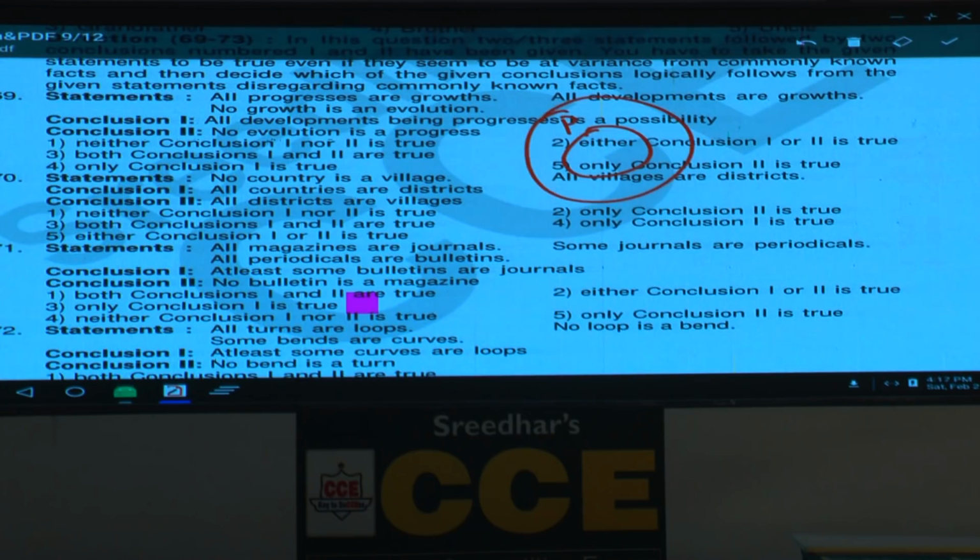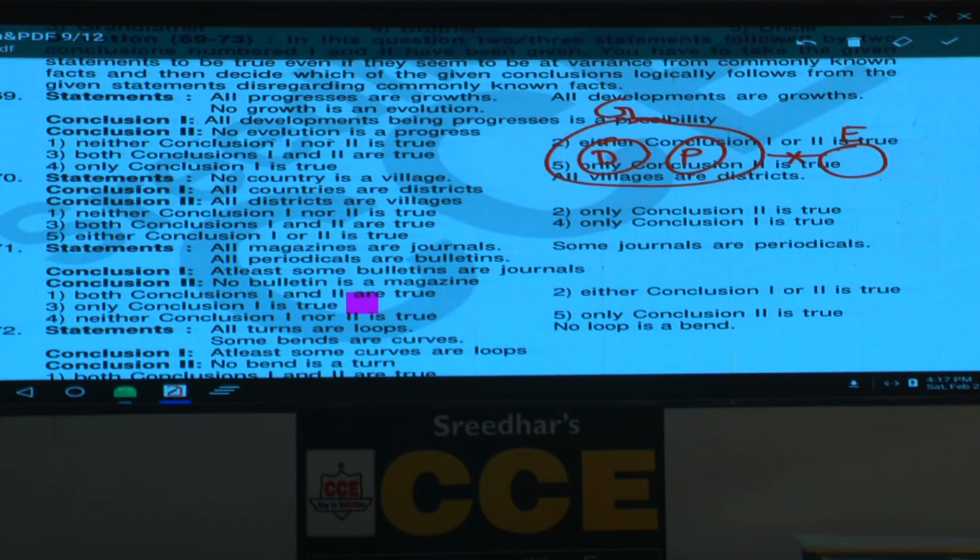All progresses are growth. And the second statement, all developments are growth. All the developments as well as progresses are growth. Now these are the developments and these are the progresses, and both are growth. And at the same time, no growth is an evolution. Growth and evolution, no intersection between these two. Now this is the basic diagram.